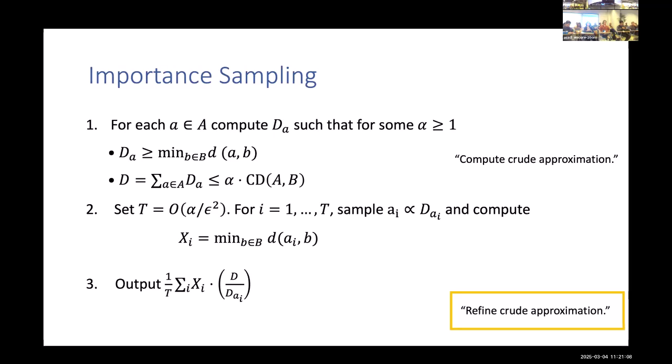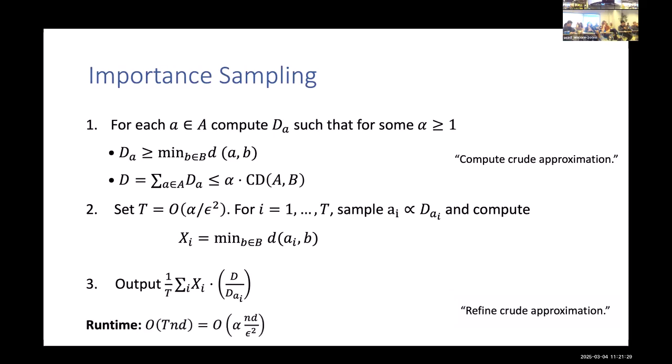How many samples do I need? Well, it's proportional to how bad my approximation of the distance metric was. And so really it's going to be alpha over epsilon squared, where alpha is my approximation. So if I can get a good rough approximation, let's say a polylog approximation, then I don't need that many samples. And my complexity is n times the number of samples. So the running time really depends on this alpha factor here.